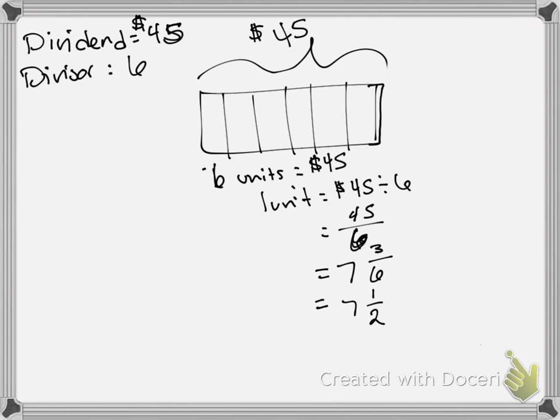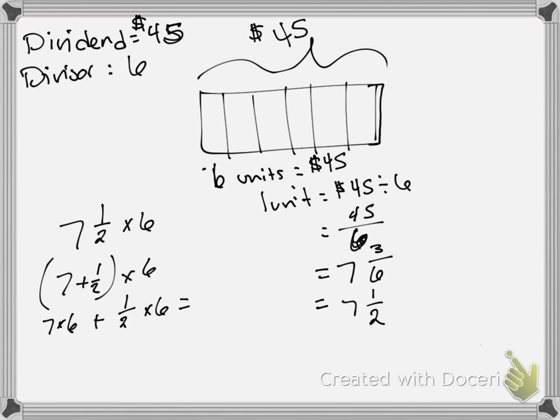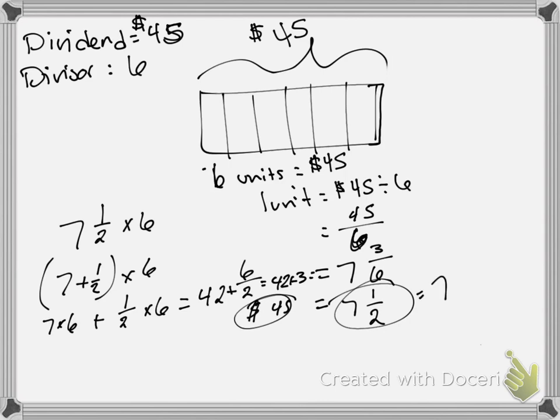Now we've got to check our work. So 7 1/2 times 6. We can go ahead and break that apart. 7 plus 1/2 times 6. 7 times 6 plus 1/2 times 6. 7 times 6 is 42. 1/2 of 6 equals 3. So 42 plus 3 equals 45. So he needs to save 7 1/2 dollars, or $7.50. Oh, so it did say express it in dollars. So this would be the best way to express it.